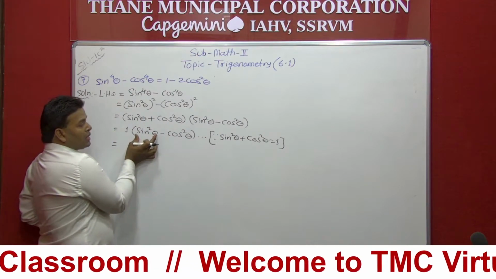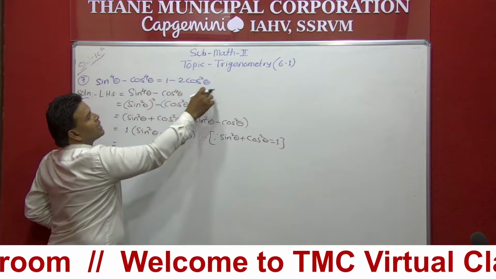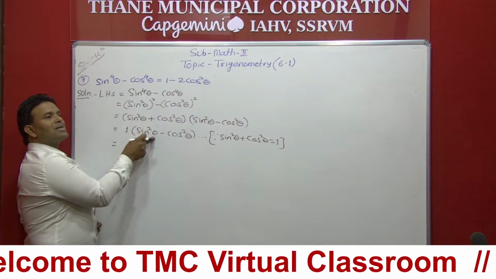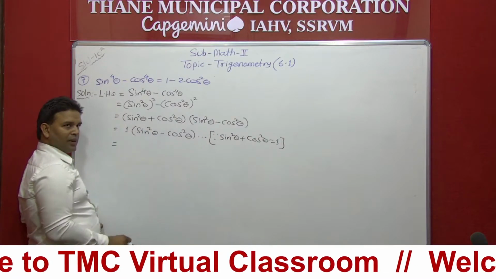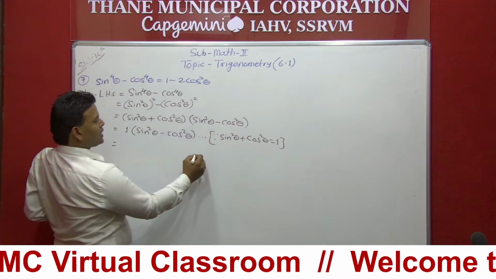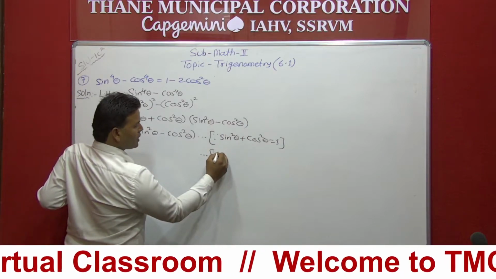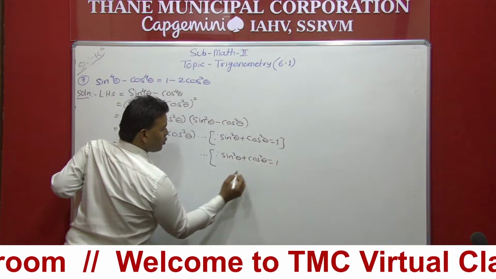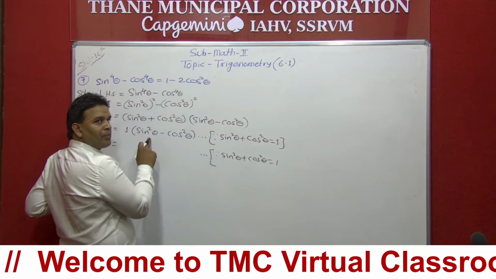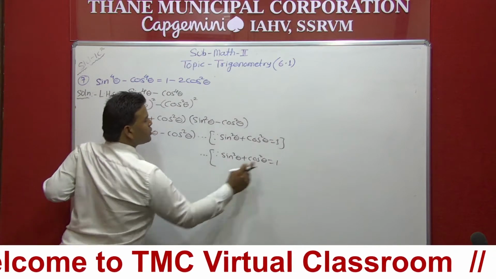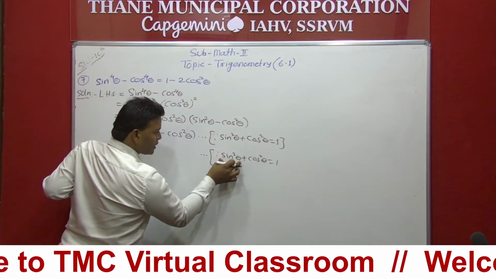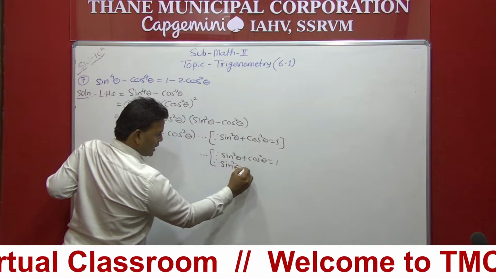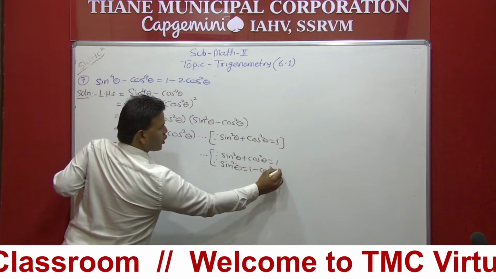So here sine square theta, now see, in the prove that question I don't need sine square, I need only cos square. So I have to remove the sine square. In the next step, just pay attention. Once again same formula, since sine square theta plus cos square theta is equal to 1, I don't want sine square, so I will transfer this one to this side. So sine square theta is equal to 1 minus cos square theta.